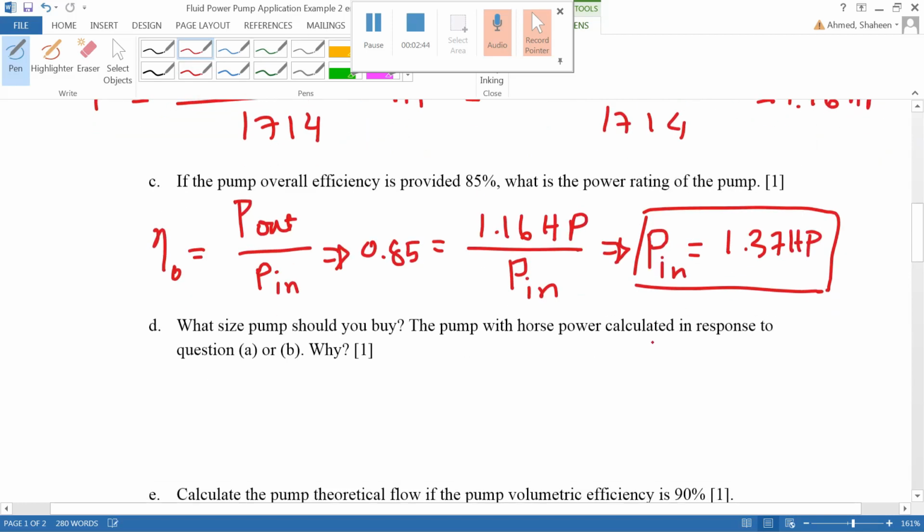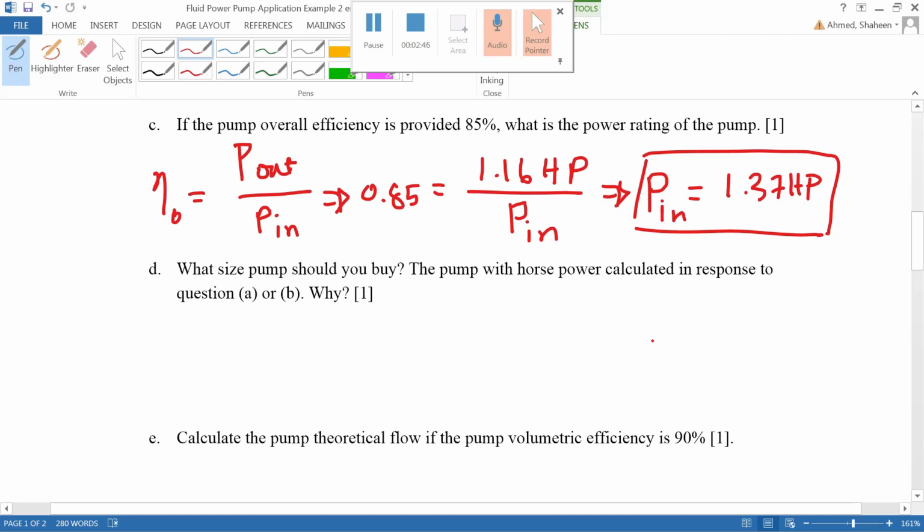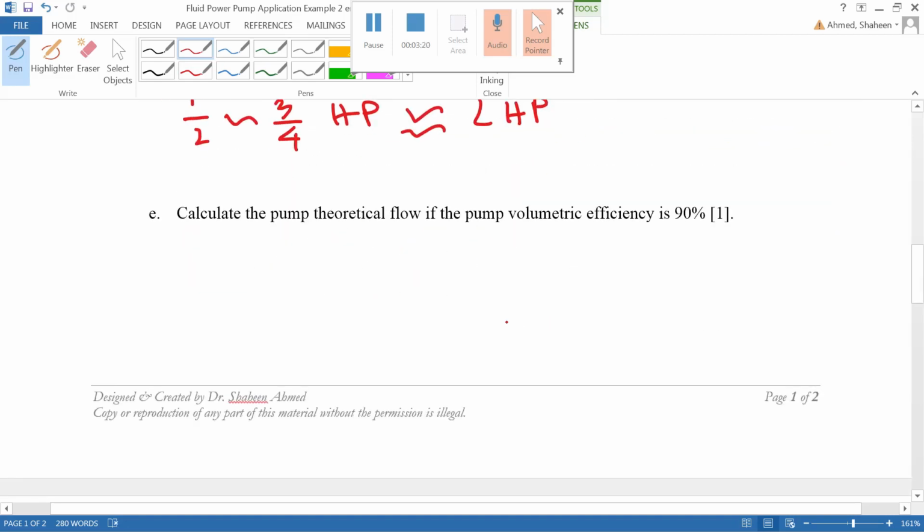Now typically it is difficult to find a pump that is 1.37 horsepower, so you buy a pump that is about, maybe, between half horsepower to 3/4. You can also find pumps in this range of horsepower, or maybe even 2 horsepower, depending on which one is more available and cheaper.